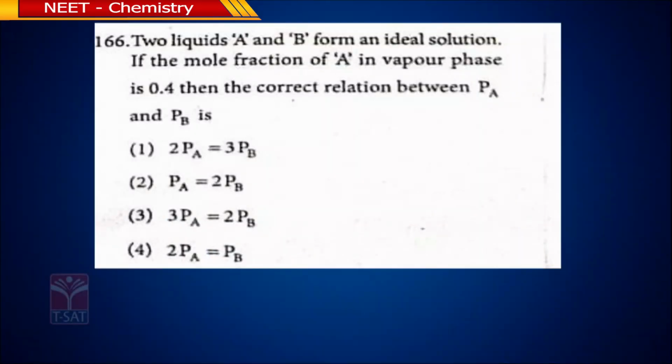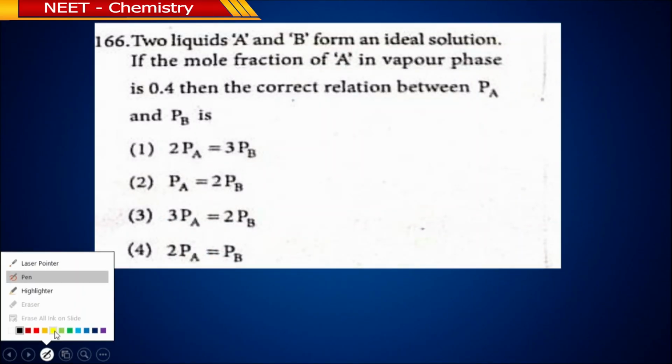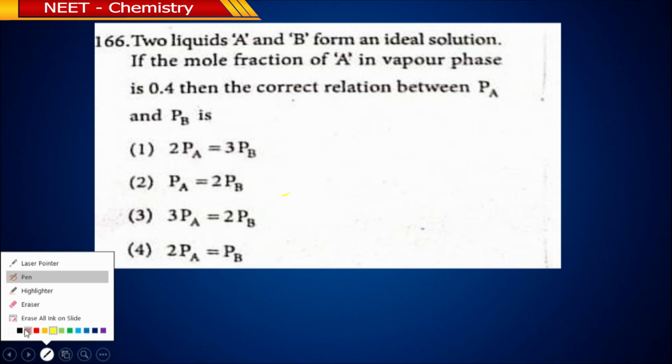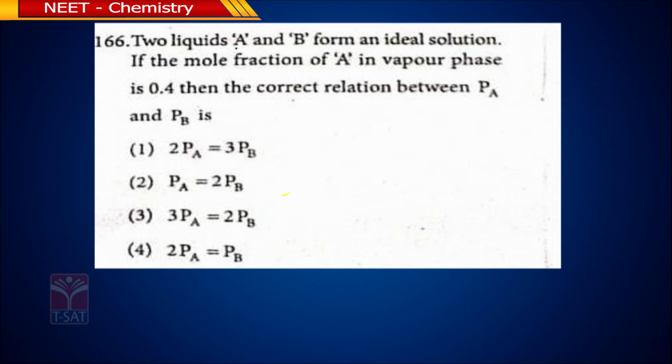And this question is from the solutions chapter. This is the very first chapter in second year physical chemistry, right? Two liquids A and B form an ideal solution. If the mole fraction of A in the vapor phase is 0.4, then what is the correct relation between PA and PB? So he is asking about partial pressure.